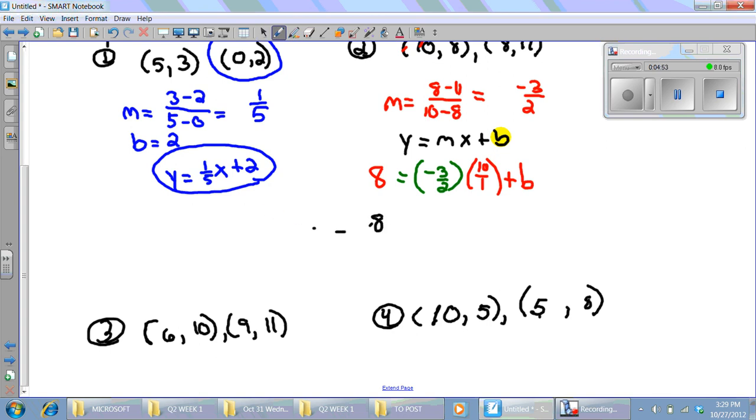All right, so I'm going to have 8, and that's going to equal negative 15. How did I get negative 15? Well, I simplified the 10 over the 2. Okay, and that's plus b. And then I'll add 15 to both sides. So I'll add 15 to both sides, and I'll get 23, and that'll be equal to b.